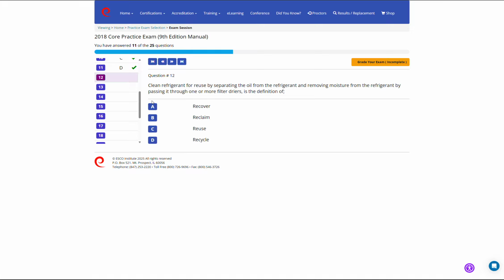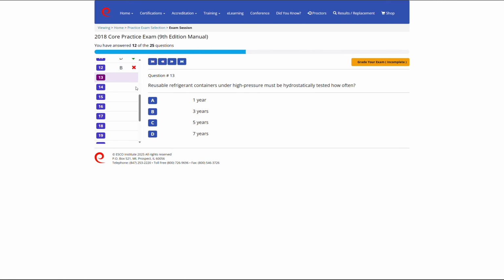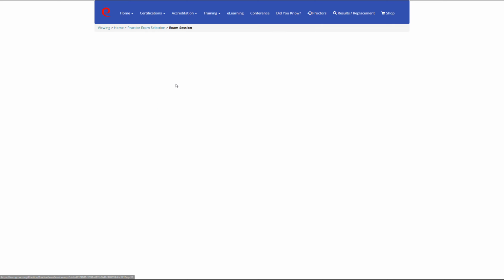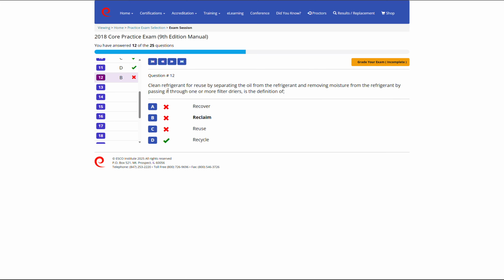Clean refrigerant for reuse by separating the oil from refrigerant and removing moisture from the refrigerant by passing it through one or more filter dryers is the definition of recycle, reuse, reclaim. I think that's reclaim. Actually, that's reclaim. Recycling just pulls out obvious junk, like bulk stuff. But reclaim means purifying it clean enough for reuse, like through filter dryers to zap moisture and oil.